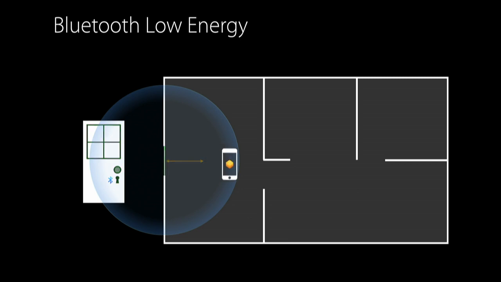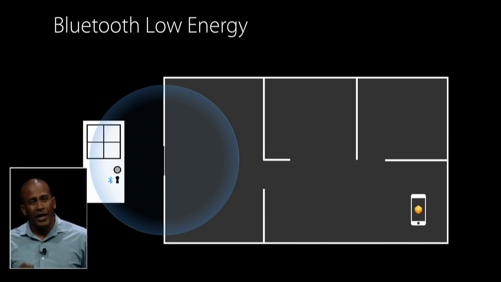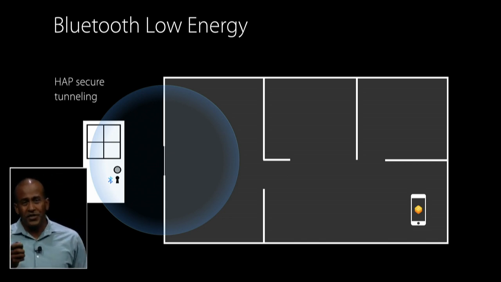But what if you're far away, like in the corner of your house or in the backyard? How do you securely connect to this accessory and control it? Wouldn't it be great to have a mechanism or a feature that would connect these two endpoints together? Well, in iOS 9, you can do exactly that with HAP secure tunneling.